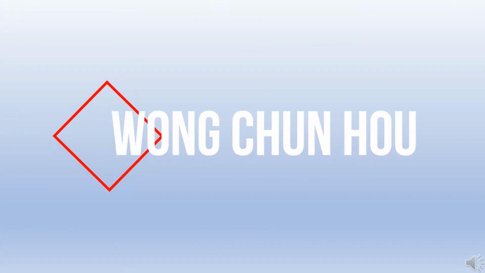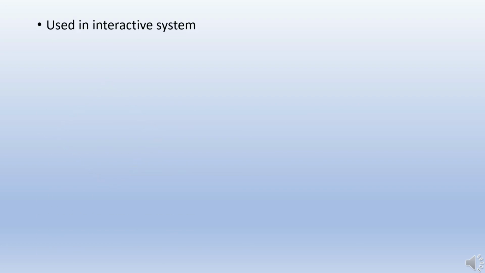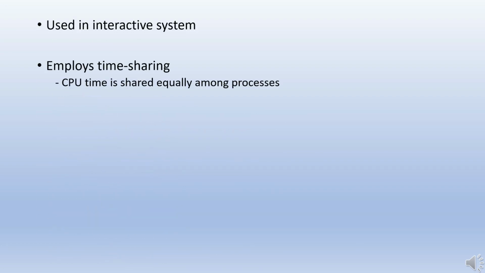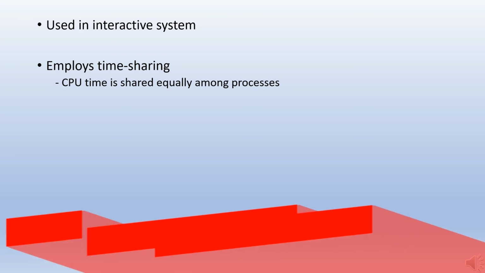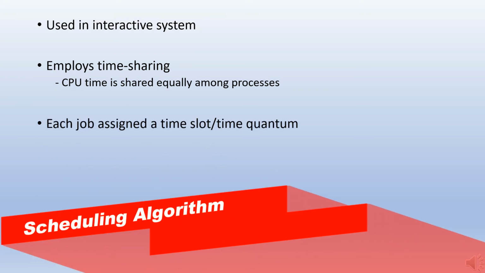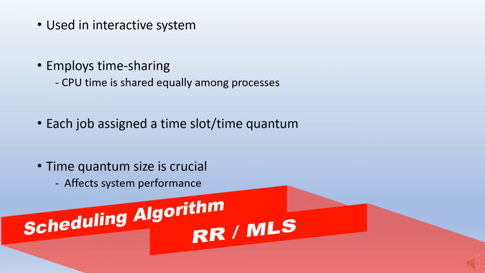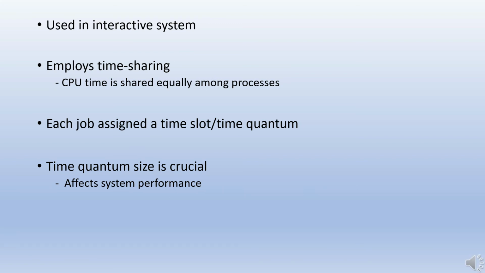The round-robin algorithm is used in interactive systems. It employs time sharing, where the CPU time is shared equally among processes, giving every job an equal time slot or time quantum. If the job is not completed within the assigned time quantum, it will be interrupted and the system proceeds with the next job. The time quantum size is crucial because it affects system performance and efficiency. Round robin is a preemptive algorithm, as the scheduler will force the job out of the CPU once the assigned time slot expires.